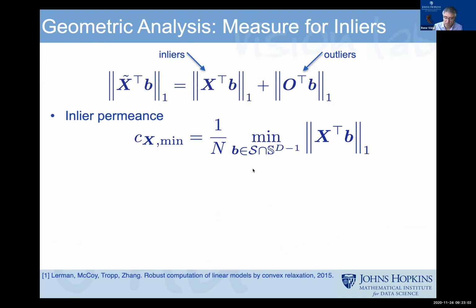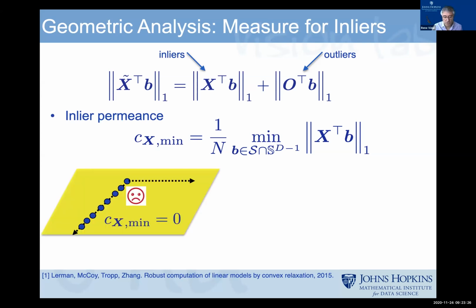But notice the B vector is not free, it is not any vector in the ambient sphere, but rather a vector that is constrained to lie on the subspace. So in other words, you're trying to find whether there is a vector in the subspace that fits the data very well. And that's what the CX mean measures.